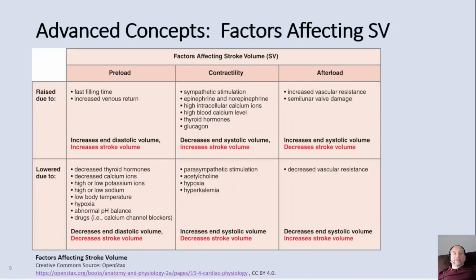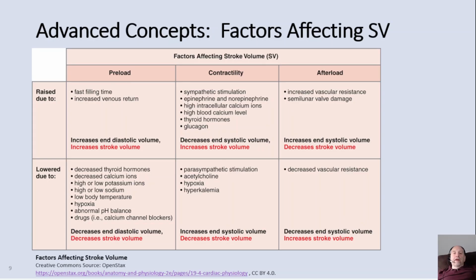This is the ESV. The 3 primary factors affecting stroke volume are: number 1, the stretch on the ventricles prior to contraction, or preload; number 2, the force of strength of the contraction, or contractility; and number 3, the force the ventricles must generate to pump blood against the resistance in the vessels, or afterload. This table shows us disease processes or situations where these 3 factors can increase or decrease the stroke volume.